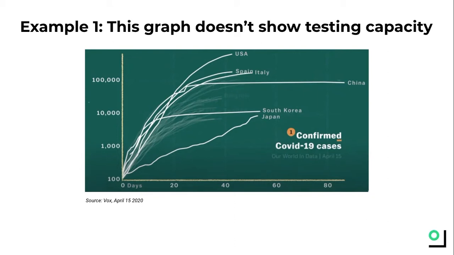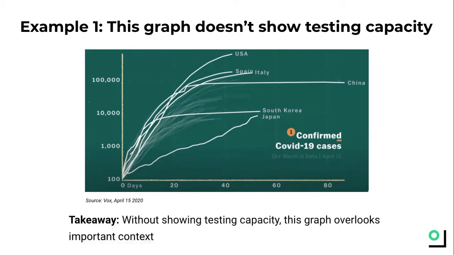As you can see by Japan's rise in cases after day 20, the numbers in Japan eventually became as high as those in South Korea after Japan was able to build up its testing systems and test more people. This example demonstrates that it's important to understand what a graph isn't showing. And in this case, the graph doesn't show testing capacity, because when pieces of the information are missing, it can lead someone to misinterpret the data.